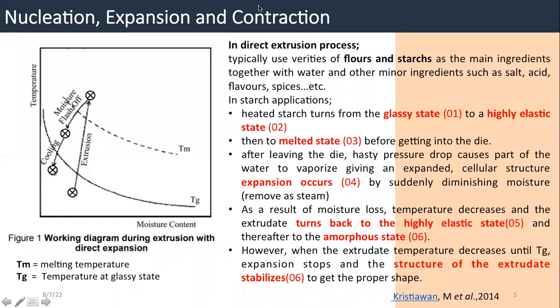You all know what elastic means. It is somewhat user friendly, somewhat like clay. When we mix wheat flour plus hot water at home, you can get that texture. Likewise, when we heat starch, it will convert into a highly elastic state, then a melted state. These steps are very important. From the glassy state through the highly elastic state, it will convert into the melted state.